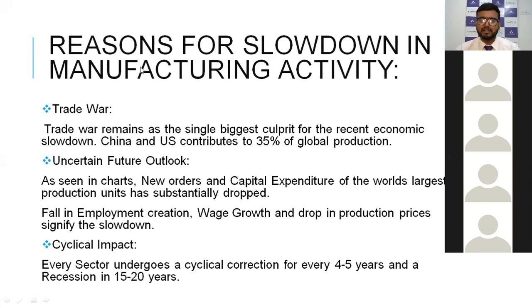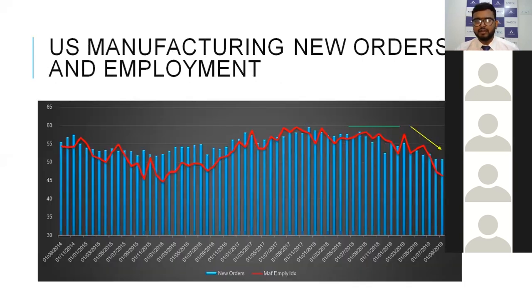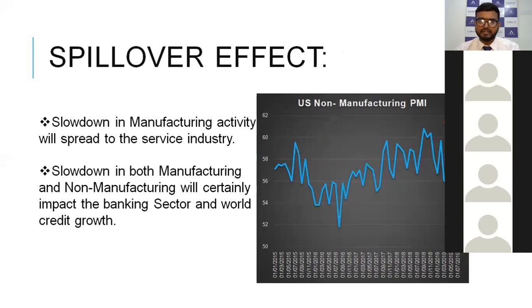Yeah, so these are the three reasons for the slowdown in the activity. Three main reasons. There are many others, but the time won't be sufficient if we start to dig out everything. So the three main reasons include the trade war, the main reason, and the uncertain future outlook on the trade war, and also the cyclical impact, which we see every 4 to 5 years, and also the recession every 15 to 20 years, which are delayed, but because of the trade war, they have come earlier than anticipated.